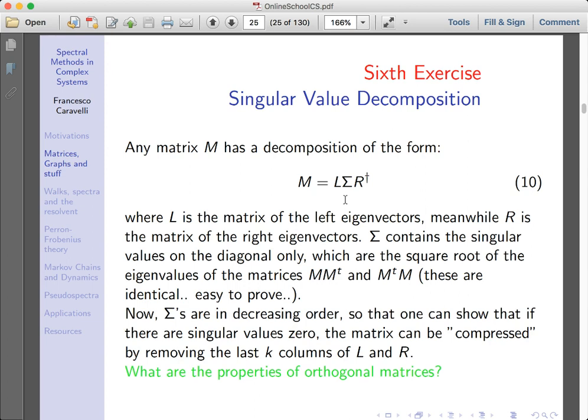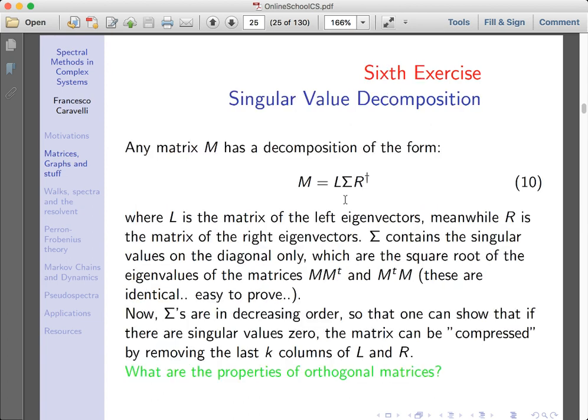Usually the singular value decomposition can be used as a matrix compression because the sigma is going to have only positive matrix elements on its diagonal. If you have some elements that are very small in this matrix, you can just drop them and you're going to have a compression of information for M. So it's usually a way to reduce the size or remove information or noise from a matrix or from a set of data. Again, I'm not going to go into the details of these, but it's good to know that this exists.